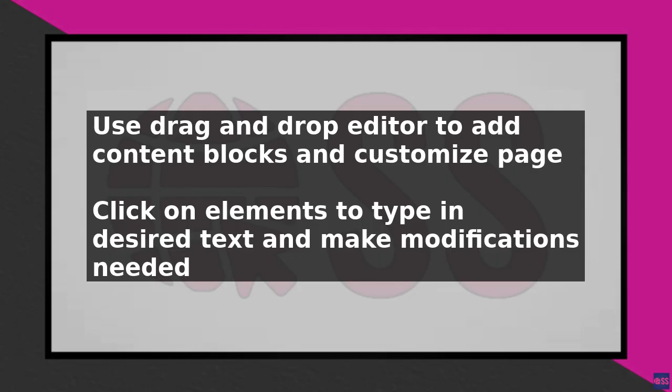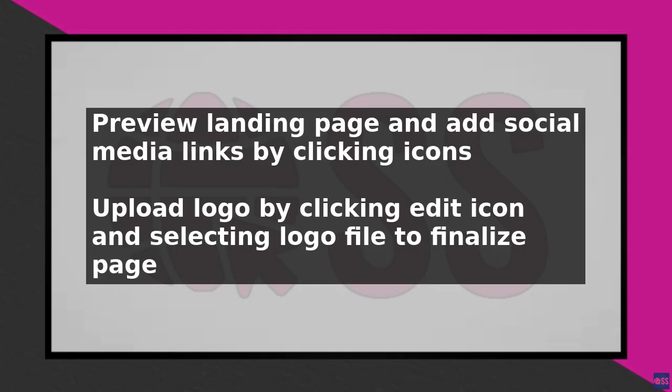To add social media links, click on the social media icons and enter your usernames. You can also upload your logo by clicking on the edit icon and selecting your logo file. To preview your landing page, click on the Preview button to see how it looks. If you want to change the settings for the Get Started buttons, simply go back to the editor, click on the button, and enter the desired link.